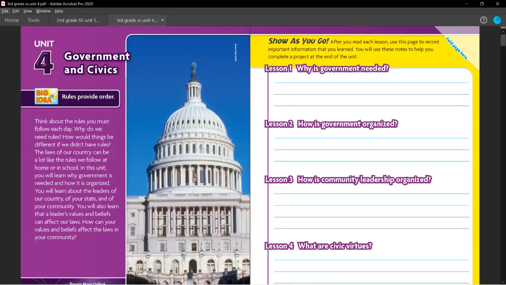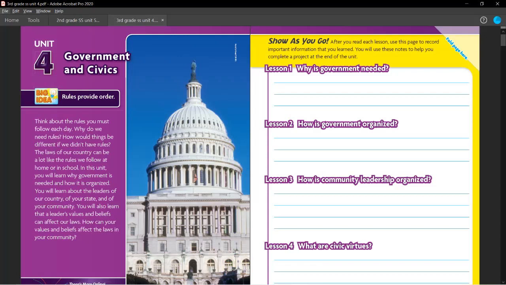In this unit, you will learn why government is needed and how it is organized. You will learn about the leaders of our country, of your state, and of your community. You will also learn how the leaders' values and beliefs can affect our laws. How can your values and beliefs affect the laws in your community?